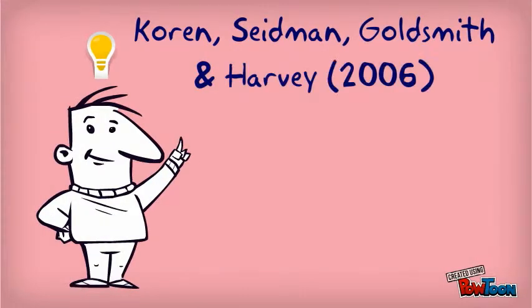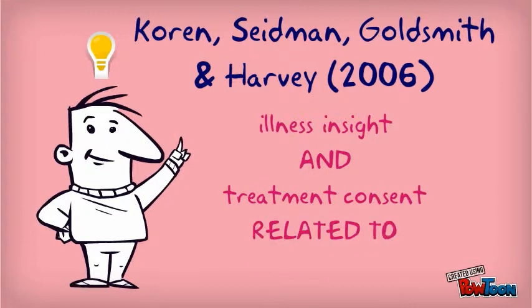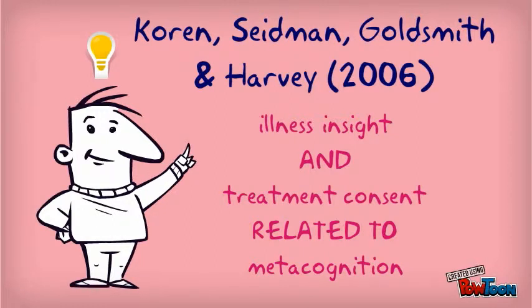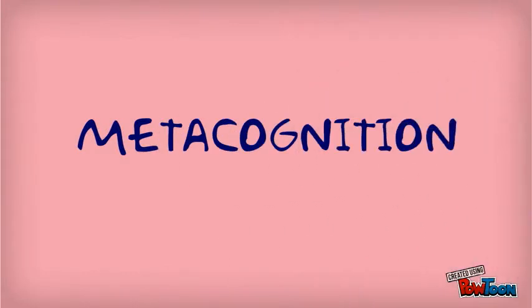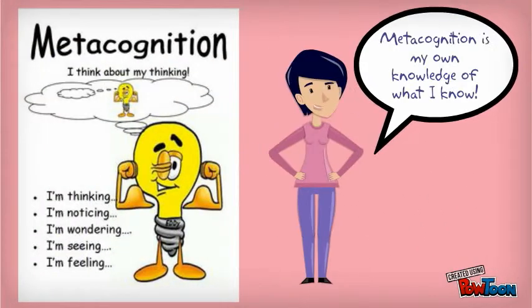Psychologists Corinne, Seidman, Goldsmith and Harvey conducted research in 2006 into how an individual's insight into their own illness and their ability to consent to treatment is related to deficits in metacognition. Metacognition is the knowledge we have about what we know. This study aims to further research into how schizophrenia patients function in the real world, where they may have to make their own decisions about what they say or do.